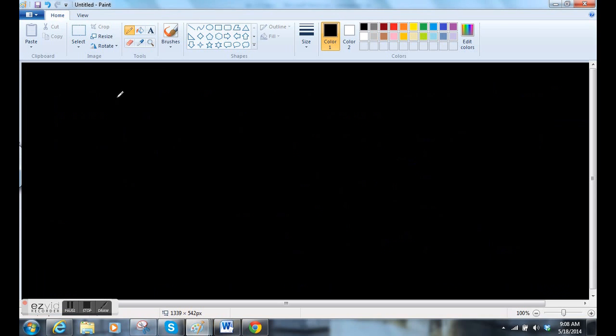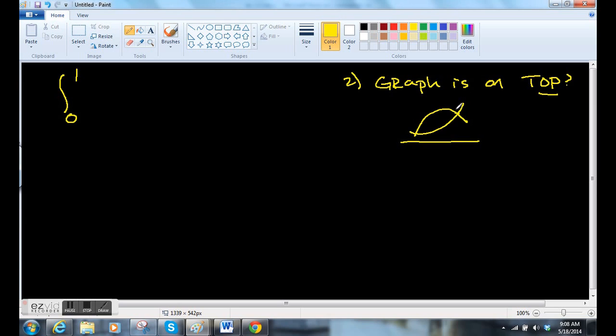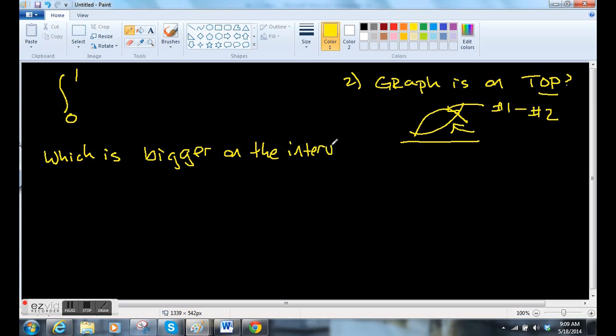So we have step number 2. Now we know we're going to take the integral, from 0 to 1, but now we have to figure out which graph is on top. So step number 2, which graph is on top? And by on top, I mean which graph is the taller graph. If we had this one and then this one, we want to take graph number 1 minus the one on the bottom. So we have to decide which way to subtract the two graphs. Essentially you want to find out which graph is bigger on the interval 0 to 1, because that's the one that's going to be on top.